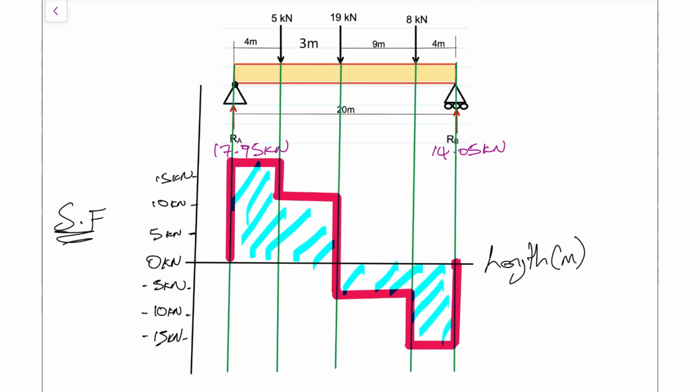So that's our shear force diagram. It's what it should look like. It's a technique that you can apply to do your shear force diagram. So now we're going to go into finding the bending moment calculation so we can do the bending moment diagram.